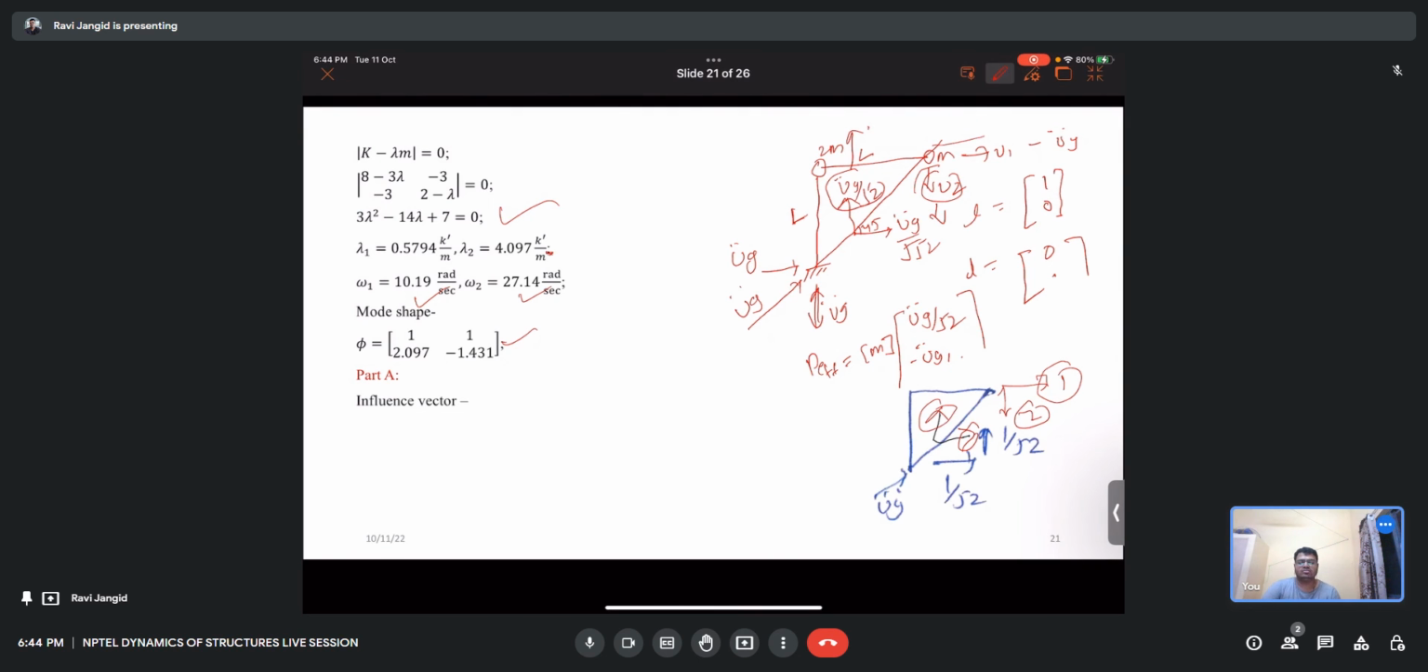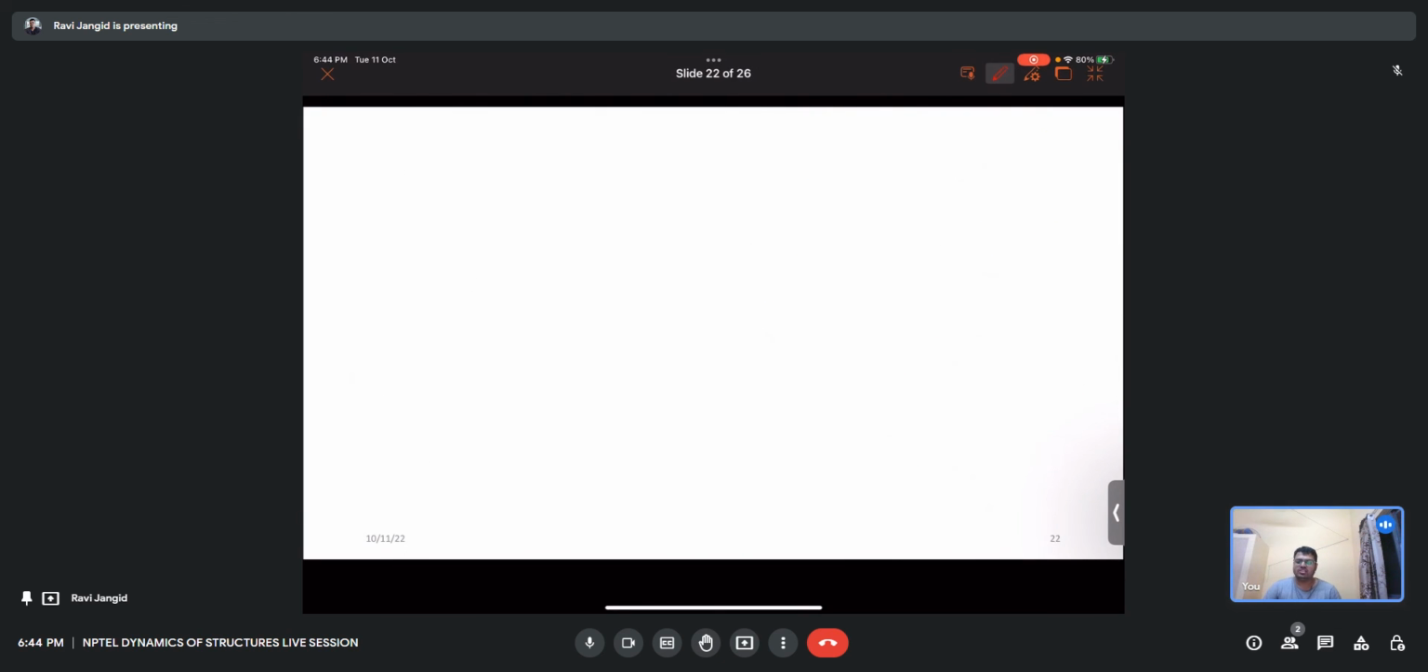Okay, so that's why my influence vector has the negative sign, because my u2 is in the opposite direction. So this is the influence vector. Now using this influence vector, with the modal expansion we can get our solution corresponding to the bending moment, shear force, or anything else. So first we need to find out the displacement.